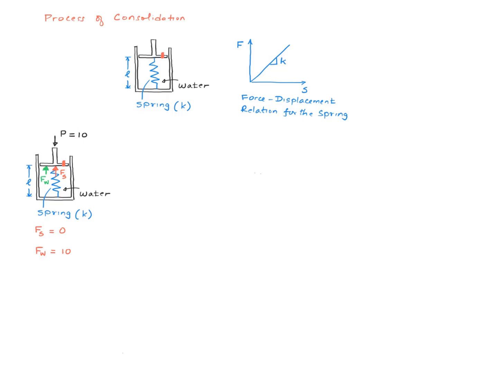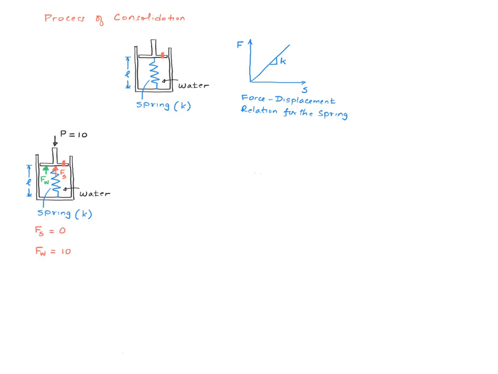This 10 units has to be supported by something for equilibrium, right? But the valve is closed at this point and therefore water cannot come out. But we know the water is an incompressible material and therefore there's not going to be any deformation on water. So if there is no deformation on water, there is no deformation on the spring. And therefore force on the spring has to be zero, and therefore the entire load of 10 units will have to be carried by water, and obviously in the form of pressure acting at the bottom of the piston.